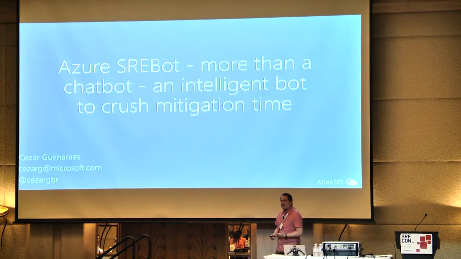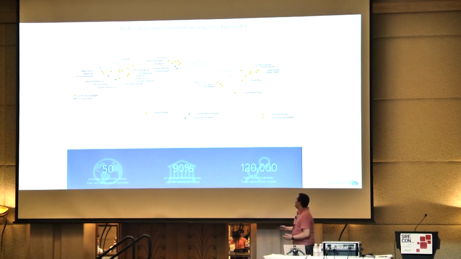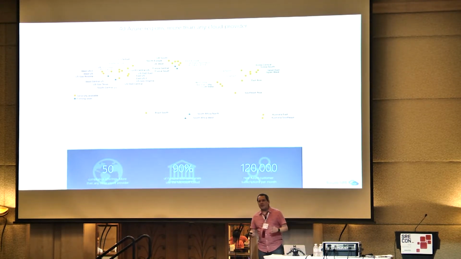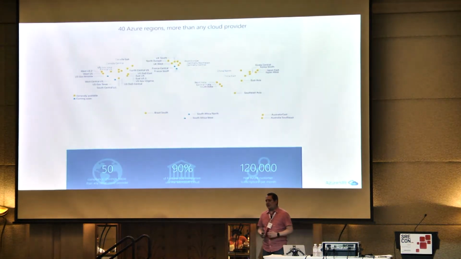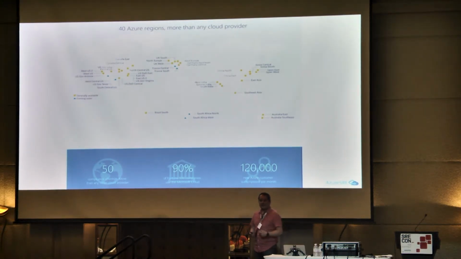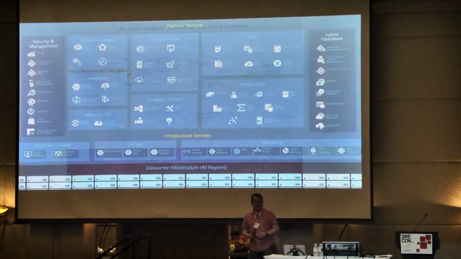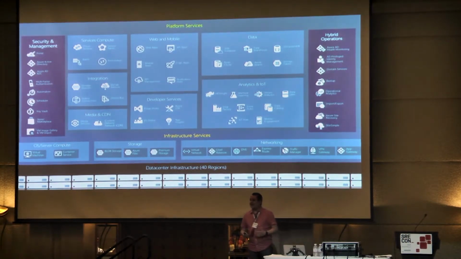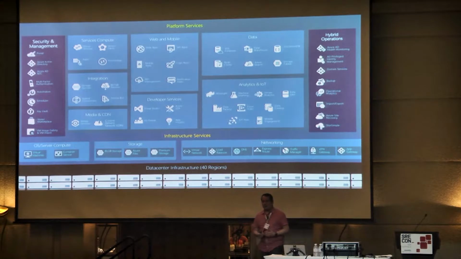To understand why we decided to do SREbot, you need to understand a little bit about Azure. You cannot see the map anymore, I believe, because of the color of the projector. But we are everywhere, basically. We have 40 different regions. So you can imagine how many data centers we have and the thousands and thousands of clusters around the world. Besides that, we offer different kinds of services. We have infrastructure services like compute, network, and storage, and also platform services like web apps, service bus, HDInsight.